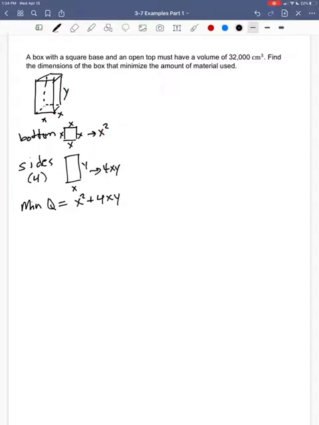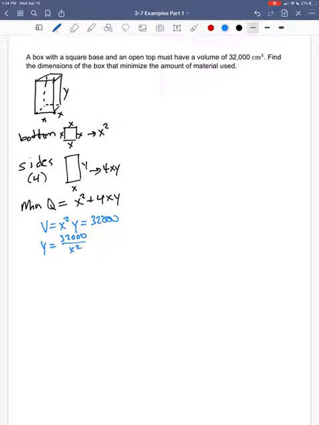So what I know here, I know that the volume is X squared times Y, and that has to be 32,000. So that lets me solve for either X or Y. It's going to be a little bit easier probably solving for Y. So I'll just get that Y is 32,000 over X squared.